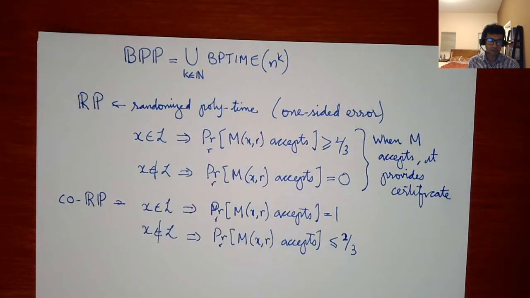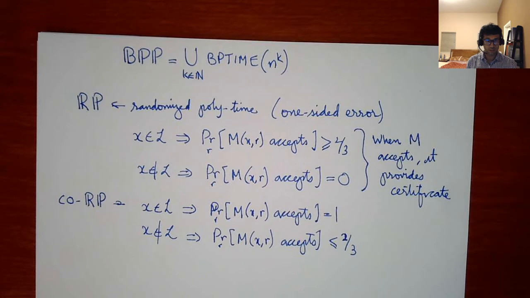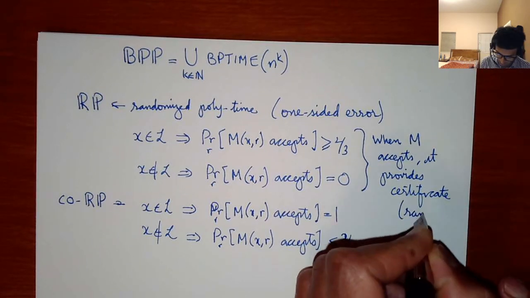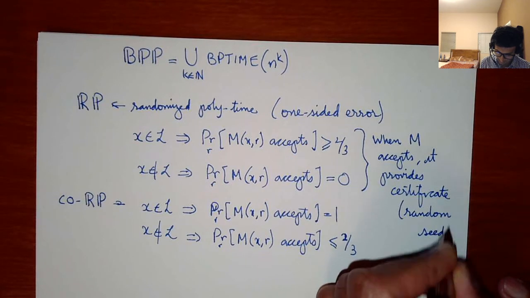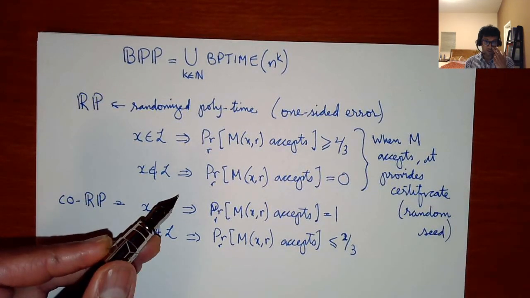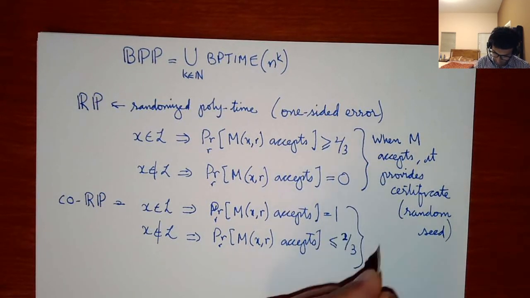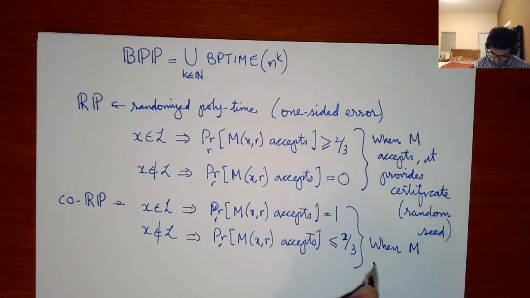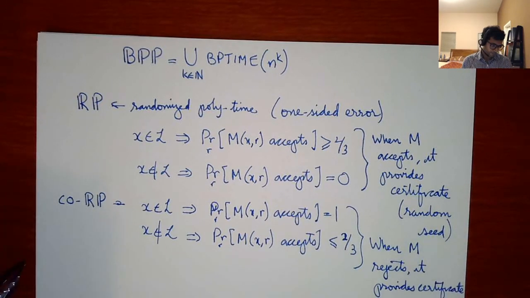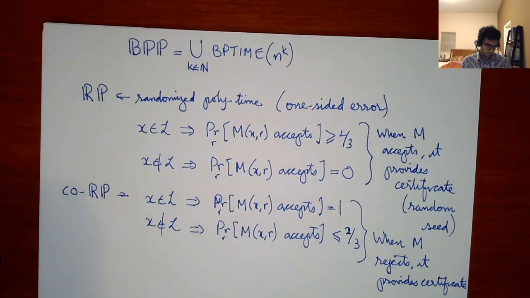So let's just say you ran it and it accepted. You know that it can never accept something that's not in the language. And so the random seed is the certificate. Because you know that there is no random seed that can make it accept if it wasn't in the language. And similarly over here, when M rejects, it provides a certificate. All right?